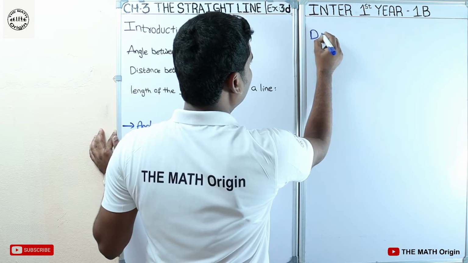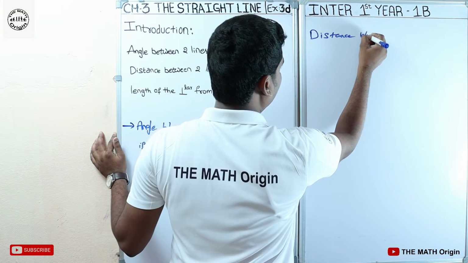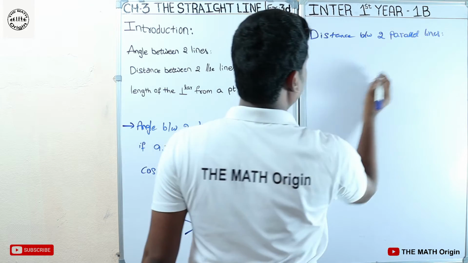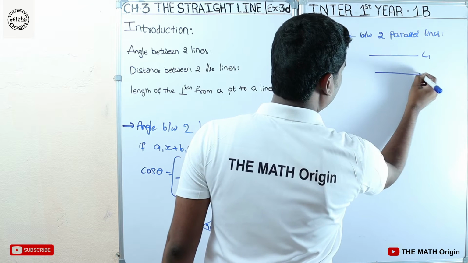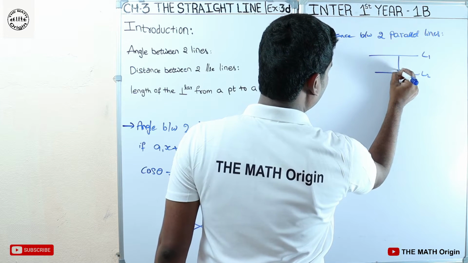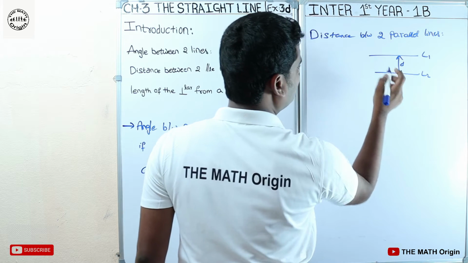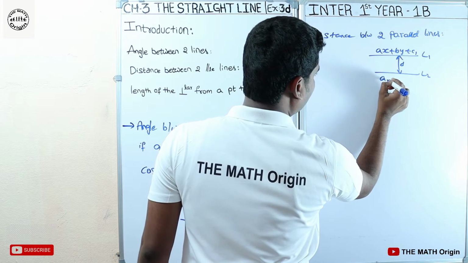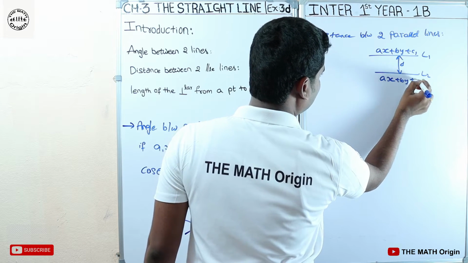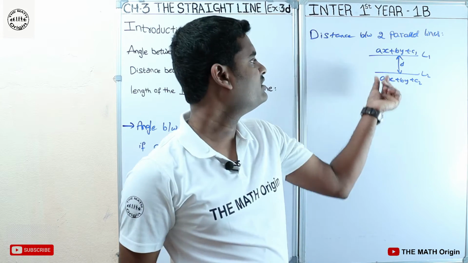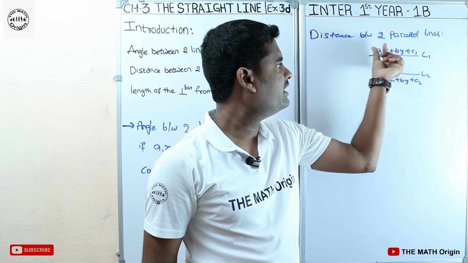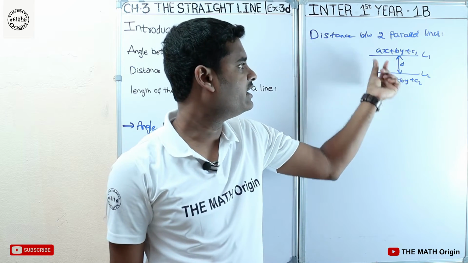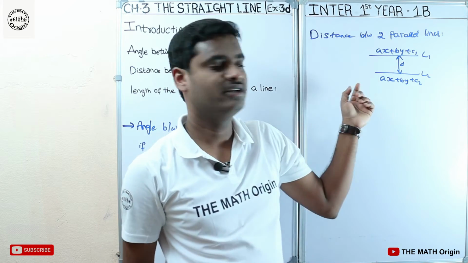Next, distance between two parallel lines. This is line 1 and this is line 2, and we need to find the distance between these two lines. Let's take them as ax plus by plus c1 and ax plus by plus c2. You may have a doubt about why I have written the same ax plus by in both: because these are parallel lines, the x coefficient and y coefficient will be equal for parallel lines. That's how I have taken it.